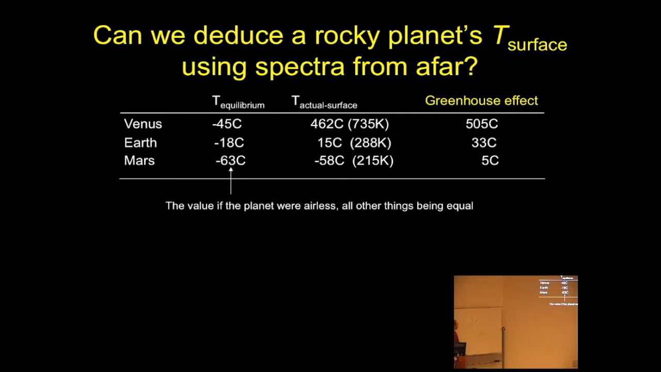This, of course, raises the question of can we deduce a rocky planet's surface temperature using a spectrum from afar, which is a very important question for studying rocky exoplanets because it's the surface temperature, remember, which tells us whether liquid water might be stable and therefore whether that planet might not just be habitable in reality, but might be inhabited if we think the Earth is typical where you find liquid water.